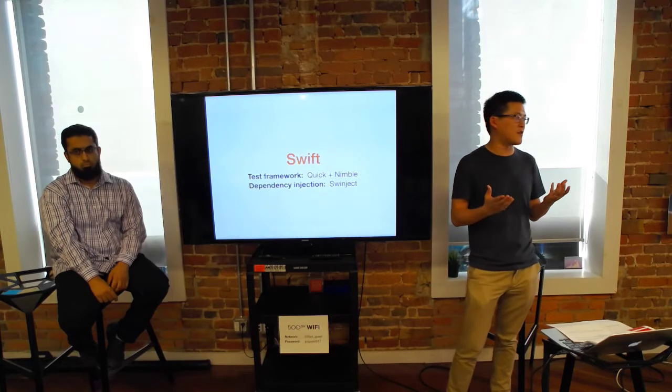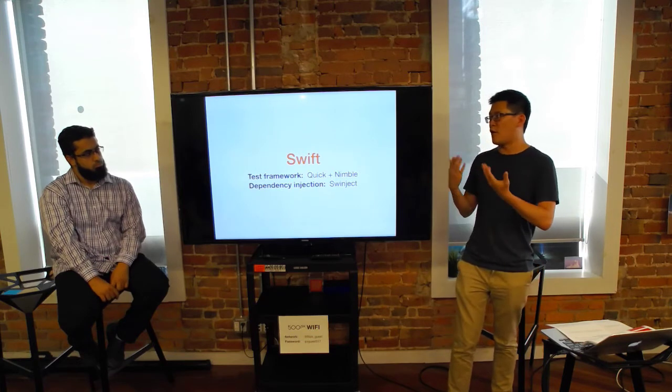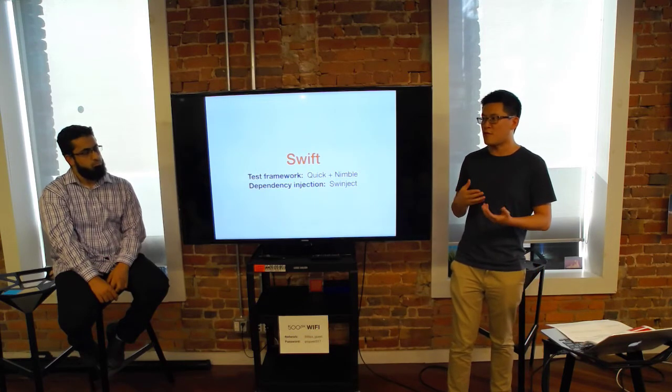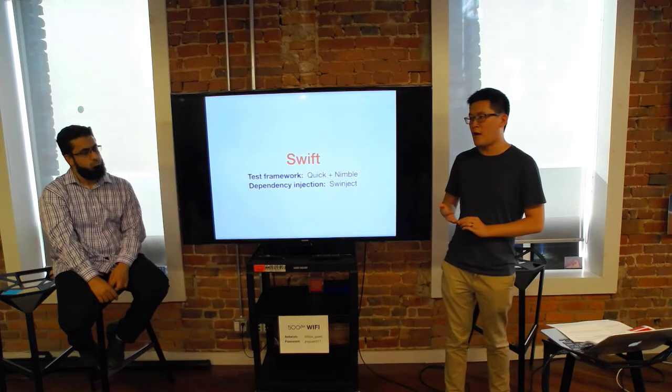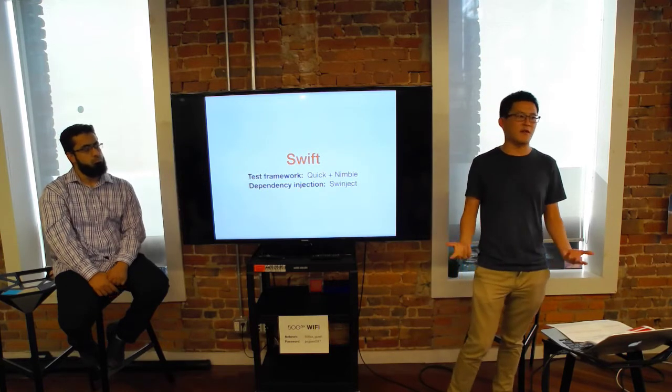So maybe you're trying to test CLLocation. Maybe there are some structs where there are no natural equal comparisons. You could write custom matchers and stuff. And then for dependency injection, it would be Swinject. I think that's the most popular one.